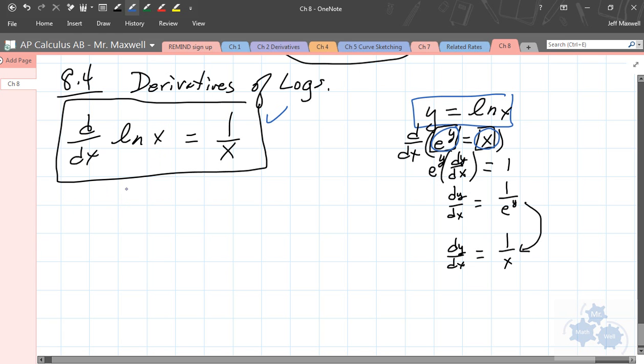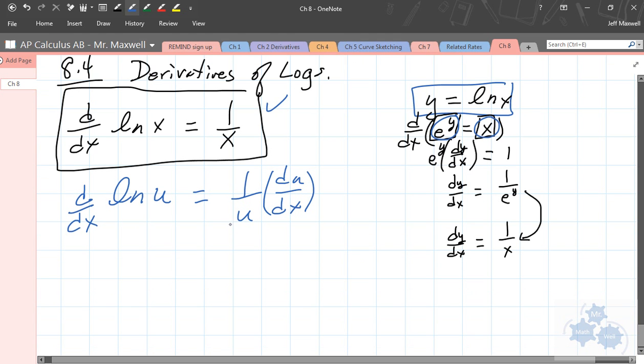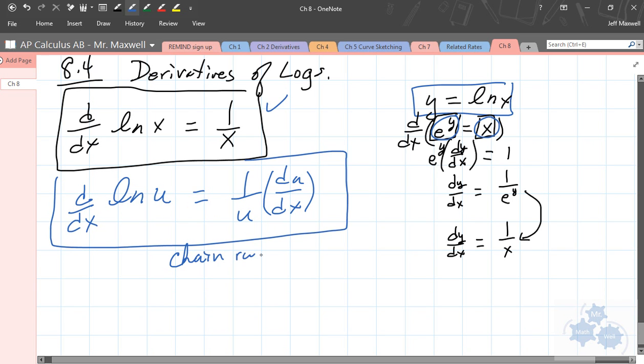And if this was ln of u, anything other than x, and you were doing it with respect to x, it would be 1 over u times du dx. Basically it's just chain rule. It's good to see this kind of notation. This is something other than x, so you do 1 over that thing and then multiply by the derivative of this with respect to x. So it's just chain rule, all right?